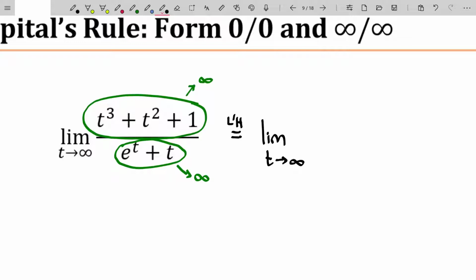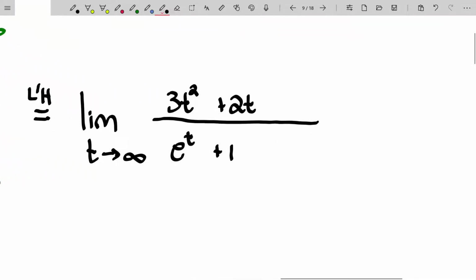So the derivative of the numerator would be 3t squared plus 2t. The derivative of the denominator would be e to the t plus 1. And you look at that and you say, great, L'Hopital's rule will allow me to evaluate this. And then you realize you can't evaluate that because it's infinity over infinity yet again.